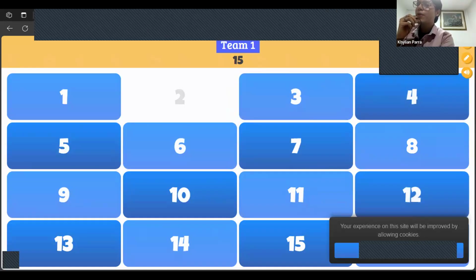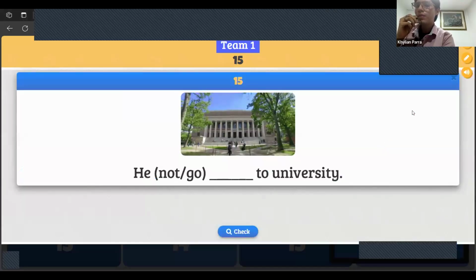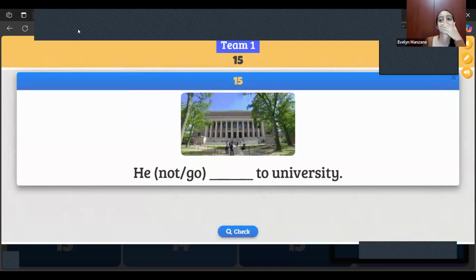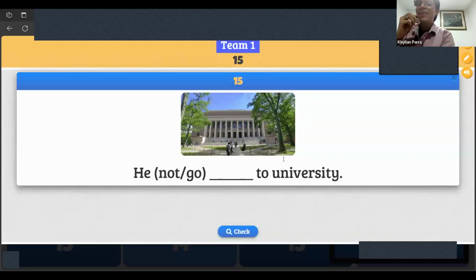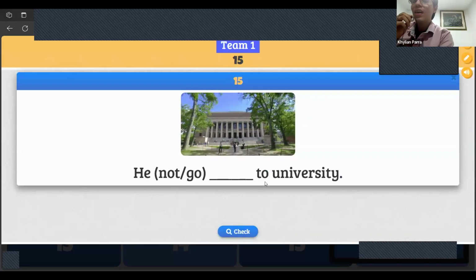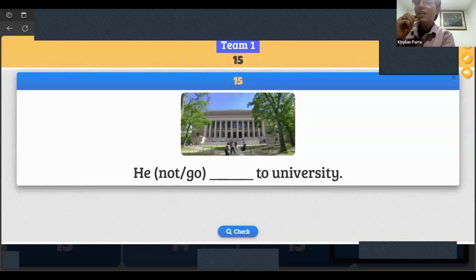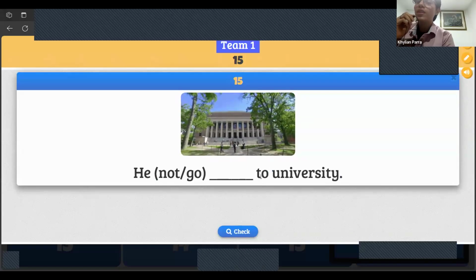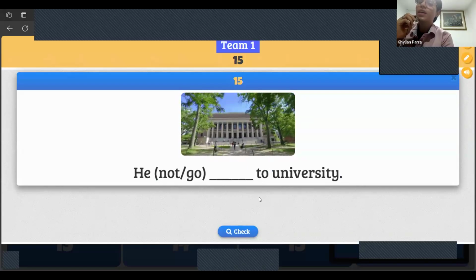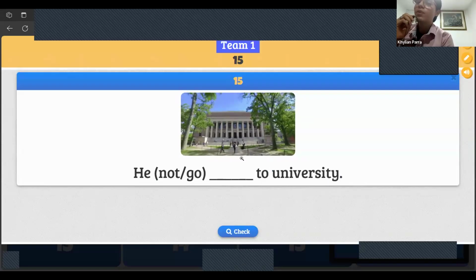If I would say number 8, I would say, he won't go to the university. They're projecting an idea that will happen in the future, just like a prediction.